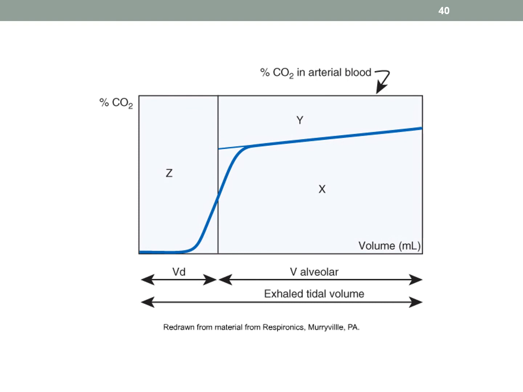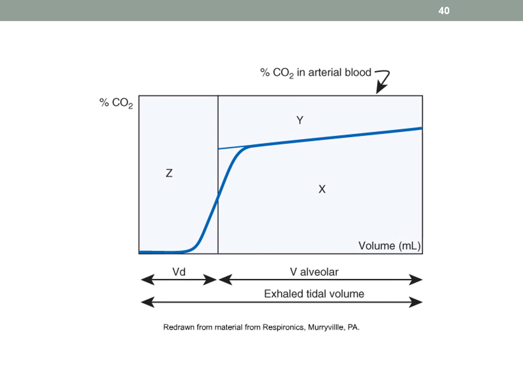So meaning your x-axis and y-axis. Your x on the bottom here is your volume. Exhaled volume is on your x-axis. Your y, what you're plotting against, is your percent of CO2. Not to be confused with the areas, which happen to be X and Y.